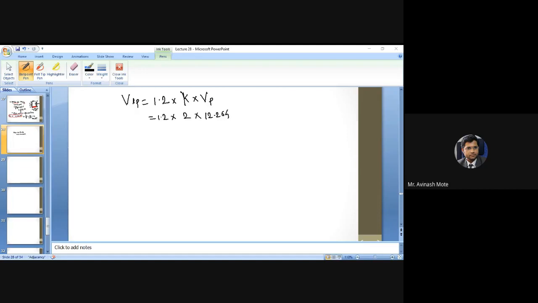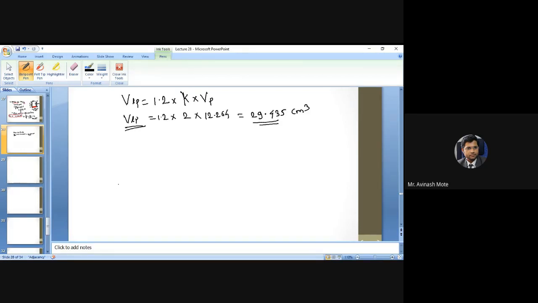This 20% is the flash allowance that we have considered. Okay, so now it will increase: 12.264 into 2 multiplied by 1.2, so it will be 29.435 centimeter cube. Okay, this is the first answer. This is the volume of any problem; any type of problem, you will have to calculate this first of all. Volume of the loose powder.